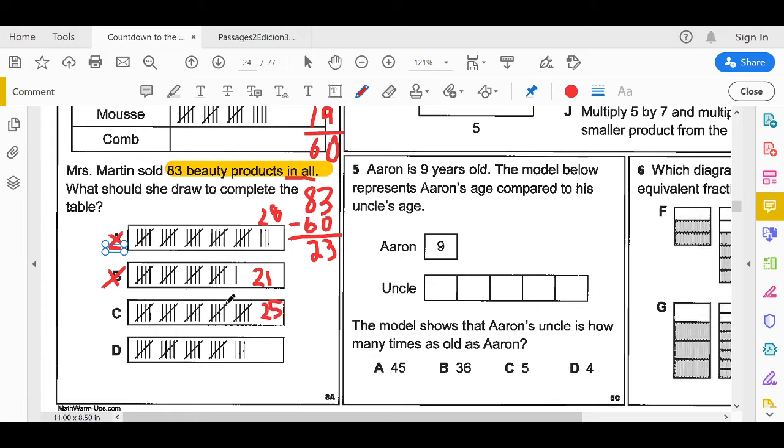And letter C has 5, 10, 15, 20, and 25. 25, again, that's not the number I need because I need 23. Cross it out. And letter D, 5, 10, 15, 20, and 3 more. That's 23. Okay, we have found the answer. That is letter D. So let's highlight it there. Or you can also circle the option. Okay, let's go to number 4.